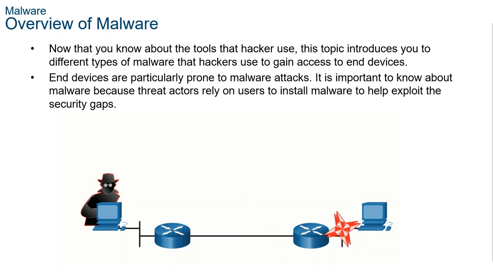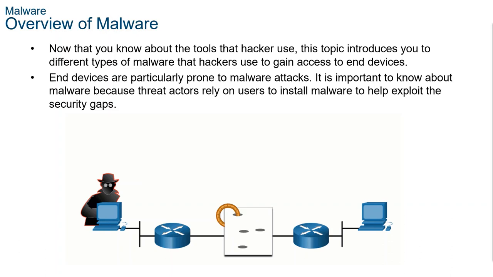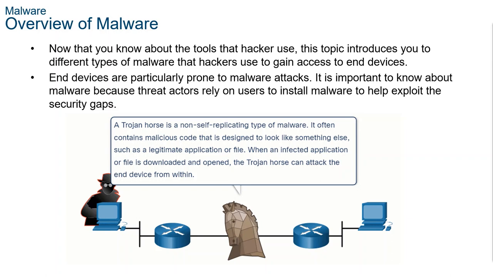Okay, a worm executes arbitrary code and installs copies of itself in the memory of the infected computers. So the main purpose of a worm is to automatically replicate itself and spread across the network from system to system.